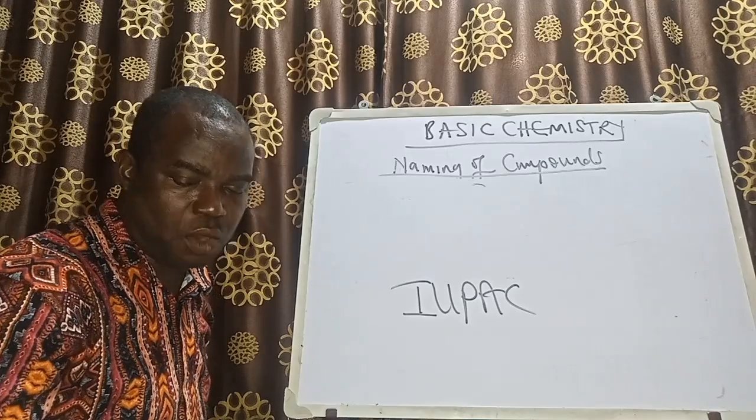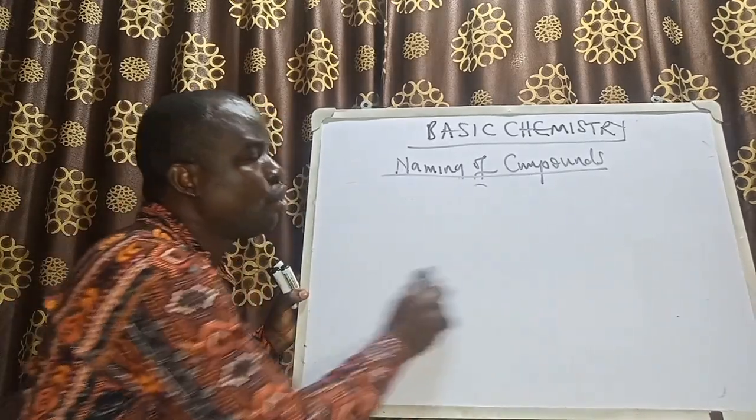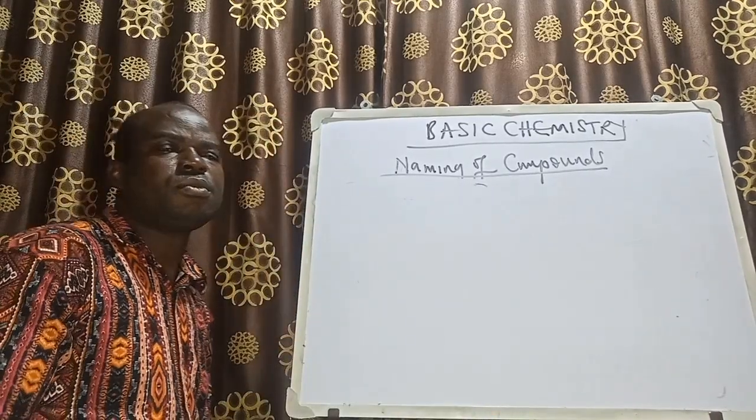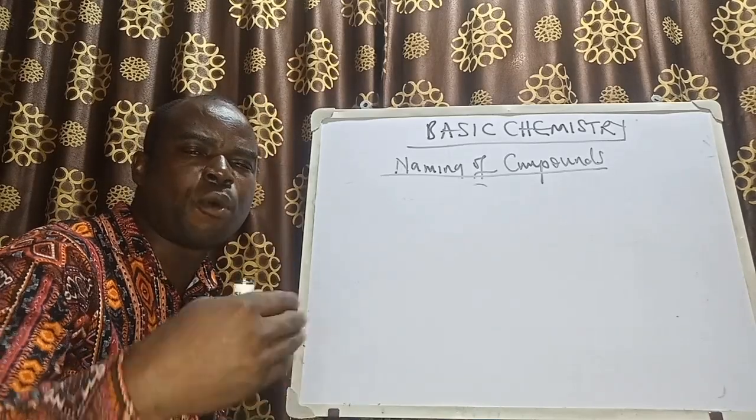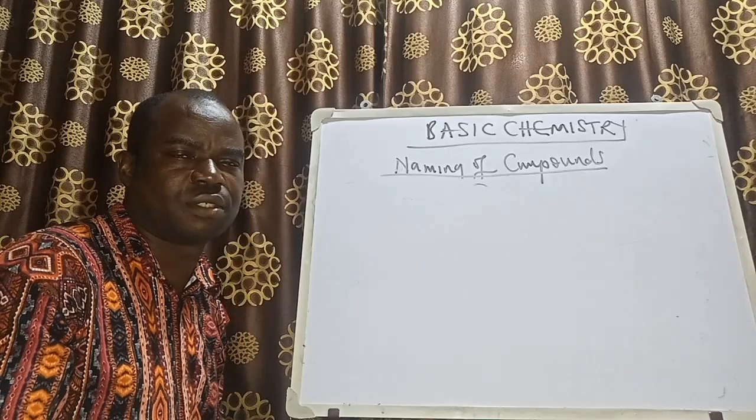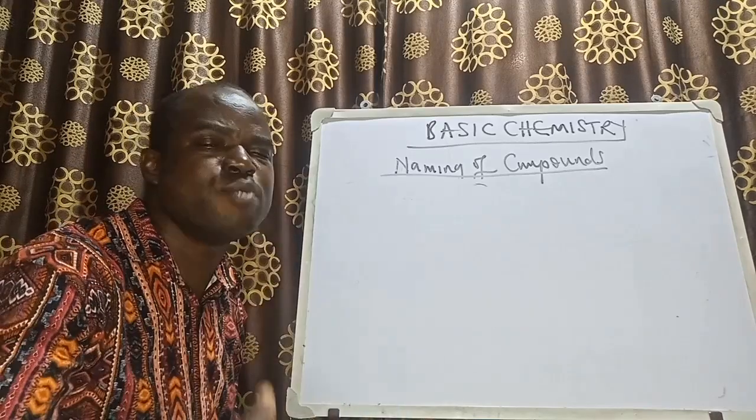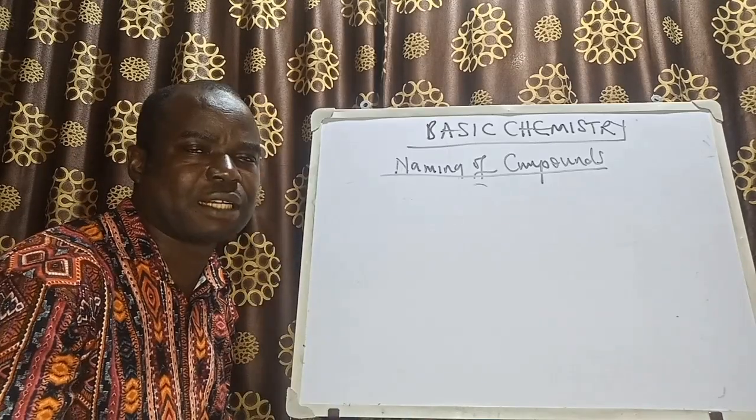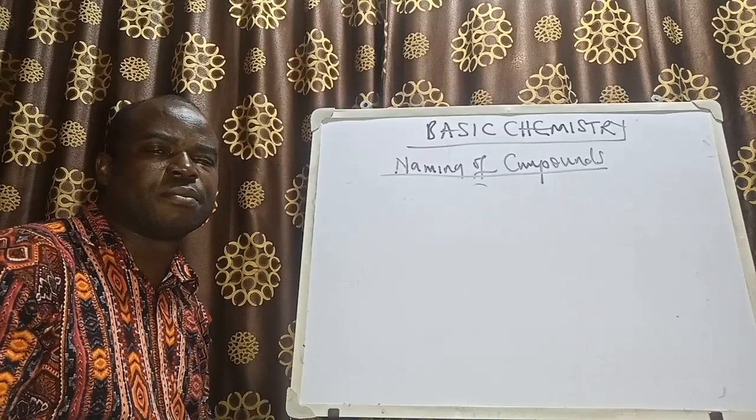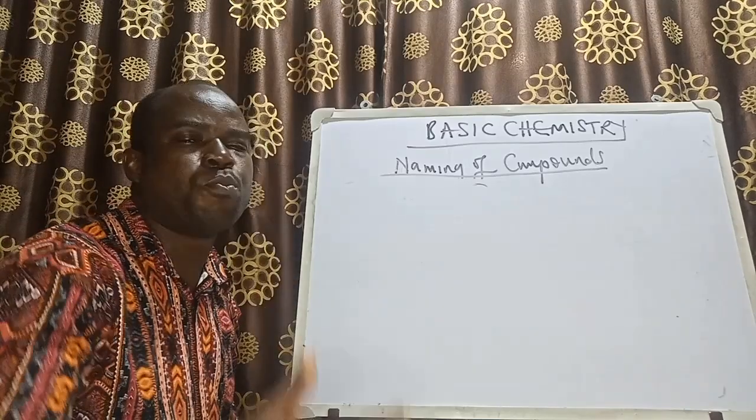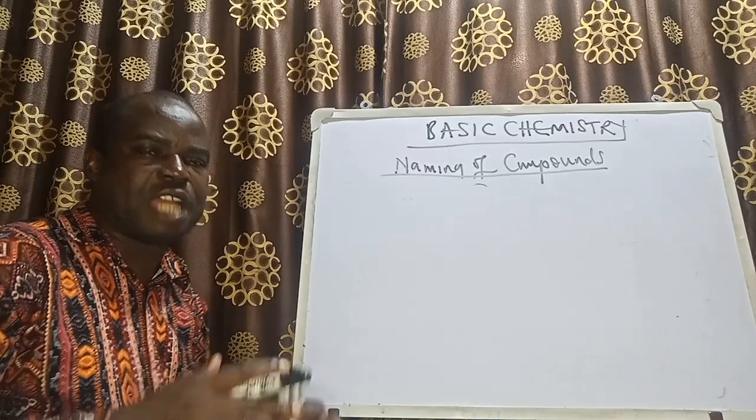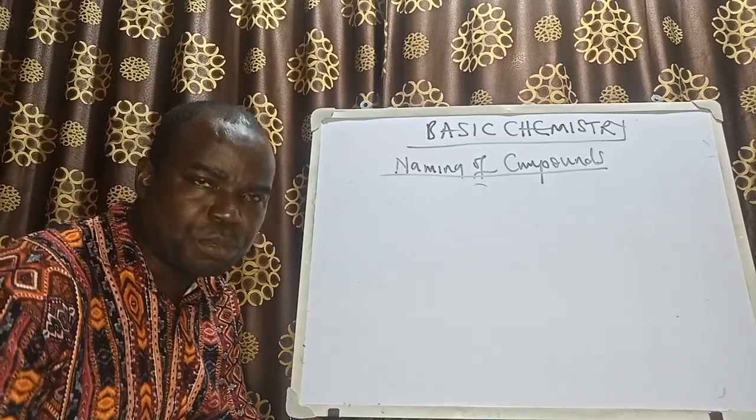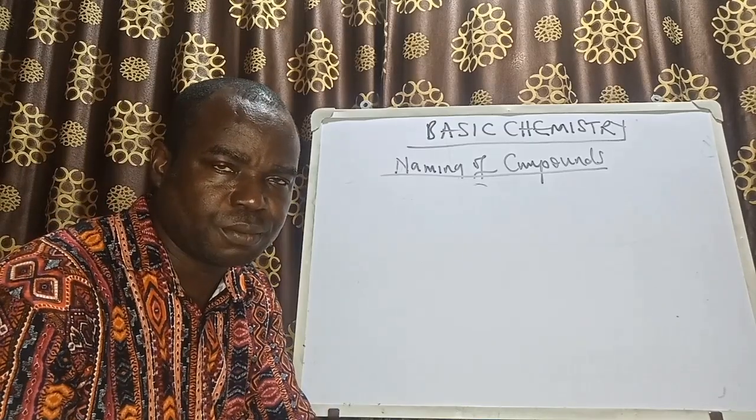Now we want to talk about what to do if you are given the formula of a compound in chemistry and you are required to name that compound according to IUPAC. So the question is going to say, what is the IUPAC name of this compound? That's when you begin to do what I'm going to explain to you in this video.